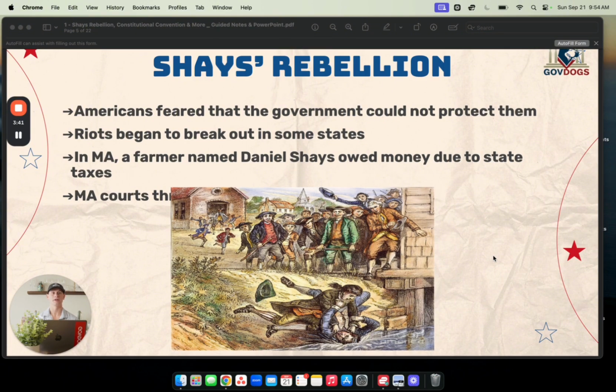Right? Because he was taxed so heavily, he couldn't produce as many goods. And because he couldn't produce as many goods, he couldn't pay the taxes. So it becomes this circular problem, right? State taxes Daniel Shays. Daniel Shays has to get rid of his employees and can't make as much money as he used to. Therefore, he can't pay back the state taxes. It creates this giant circle of issues for not only Daniel Shays, but a lot of people in his similar situation. And I know the image here is cut off, but it says the courts threatened to take away his farm.